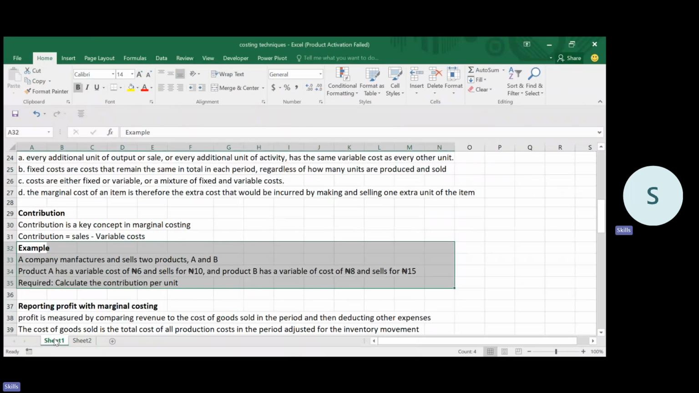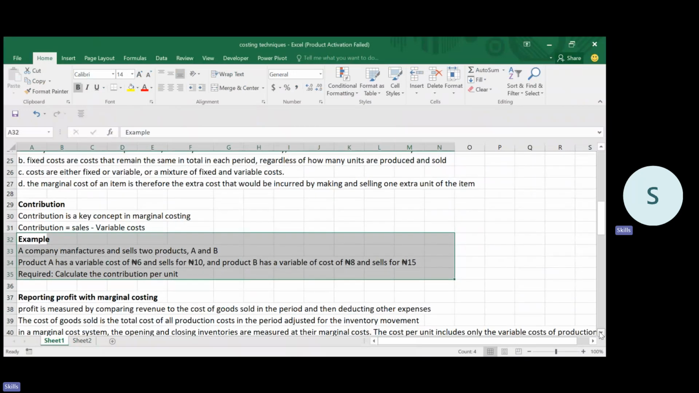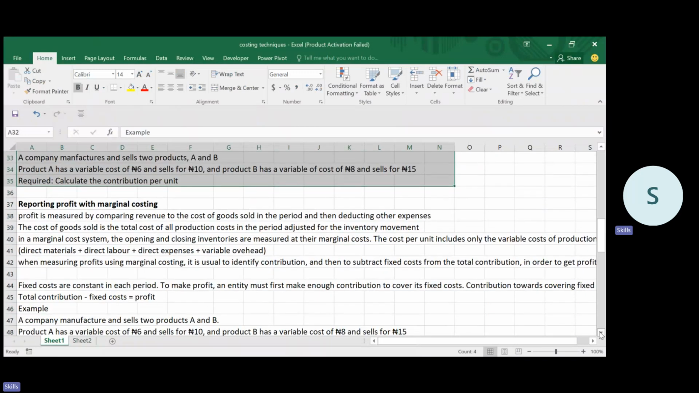Then the next thing: reporting profit with marginal costing. How do we report profit with marginal costing? That's the next thing we'll be looking at. Profit is measured by comparing revenue with cost of goods sold in the period. The revenue generated in the period, you compare it to the cost of goods sold in that period, and then you deduct all expenses.